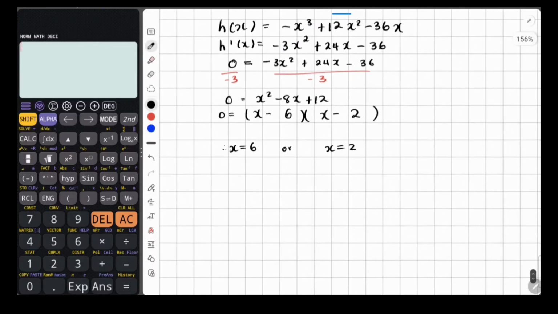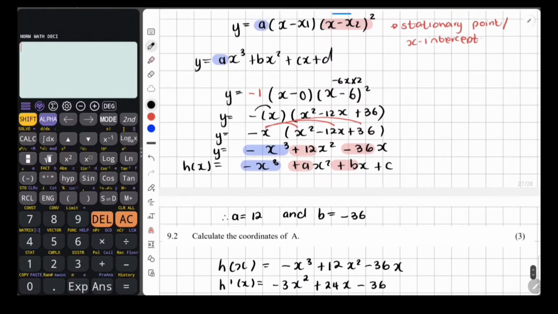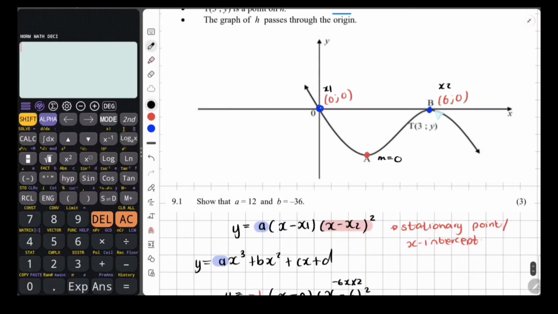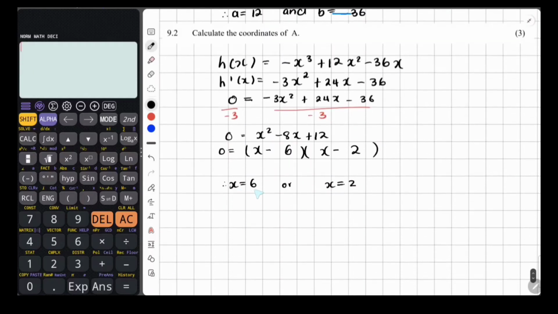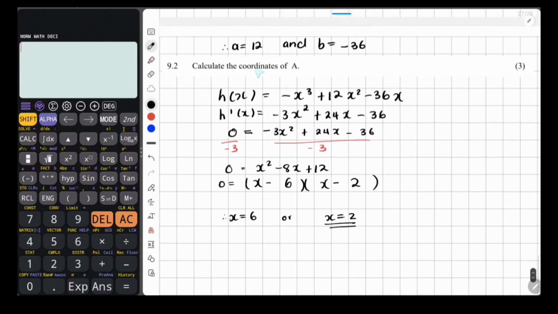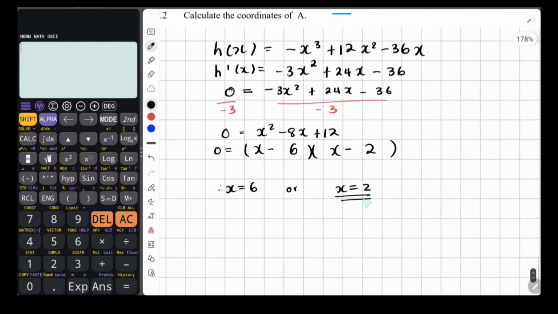So these are our two solutions, but remember, we want A. We already know one turning point, that's the 6, so we're only going to accept the 2. Let's work with the 2. We want the coordinates of A, so we need to get the y coordinate as well. We have the x coordinate. To find the y coordinate, you take 2 and substitute it into the original equation, not the gradient. The gradient one only tells you the gradient, it doesn't tell you a y coordinate.